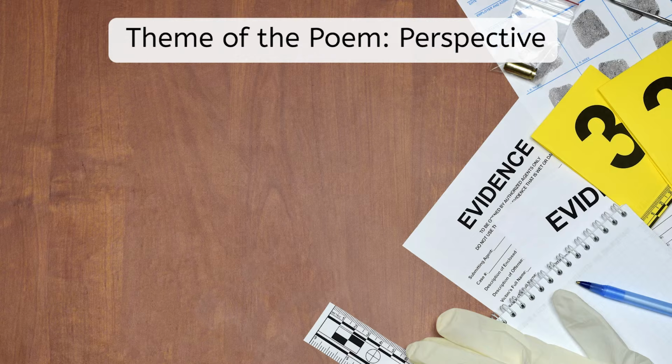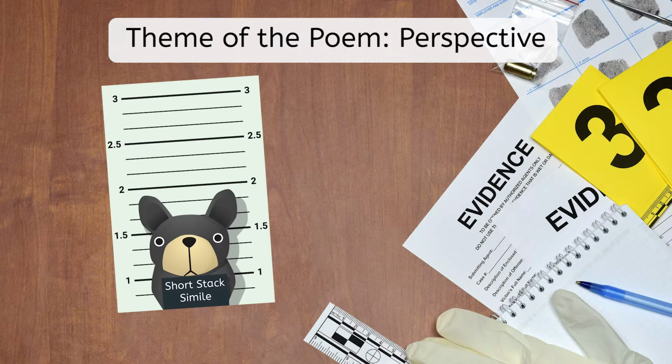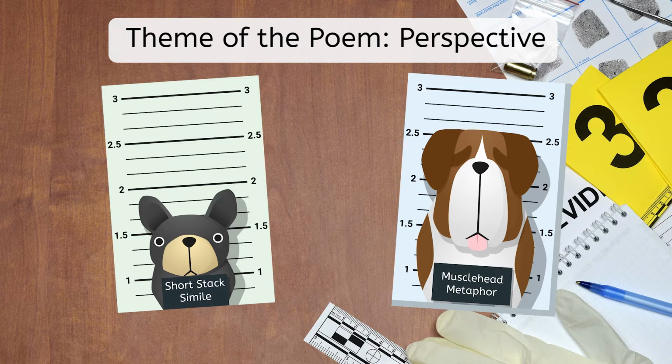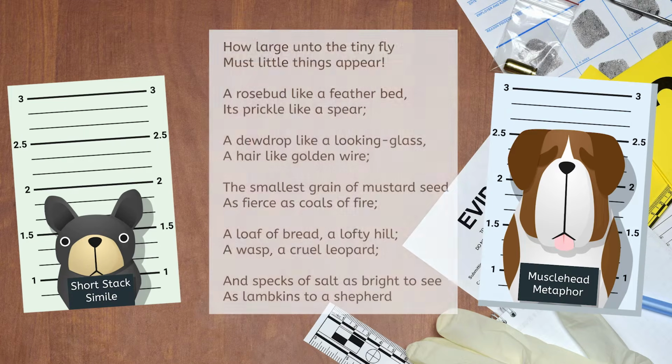The theme of this poem is perspective, and how things will appear differently based on the viewpoint of the observer. The poem uses short stack simile and musclehead metaphor through lines such as a dewdrop like a looking glass, a hair like golden wire, and a loaf of bread, a lofty hill, a wasp, a cruel leopard. The lines help the reader understand how smaller things are bigger from the perspective of a fly.